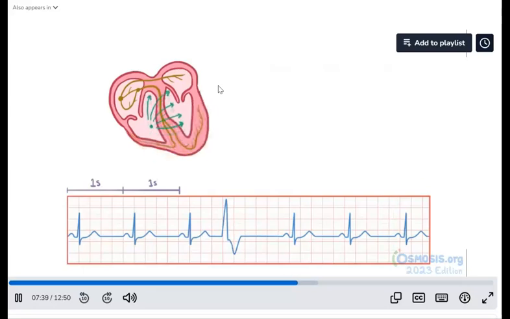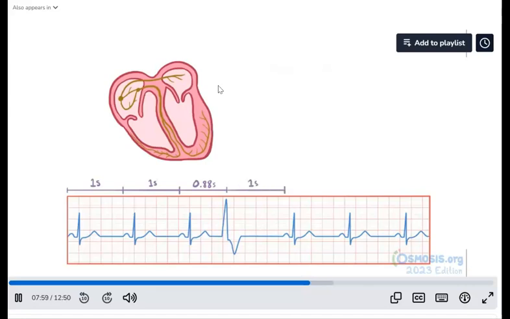Alright, now let's run a slightly different scenario, one where the PVC comes a little bit later, after the atrium comes out of refractory. In this case, the wave of depolarization makes it into the atrium and depolarizes the atrium, including the sinus node. So essentially, the sinus node resets about 4.4 boxes from the last, or 0.88 seconds. In this case, after being depolarized, the sinus node waits its 1 second, and then sends another signal, and again we carry on as normal.